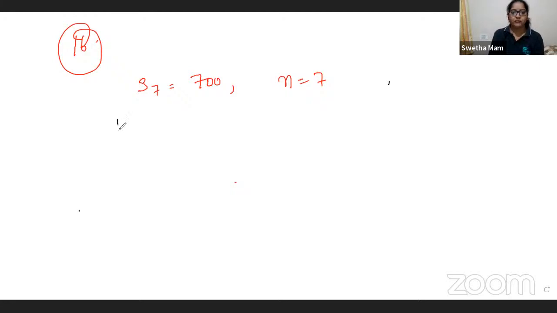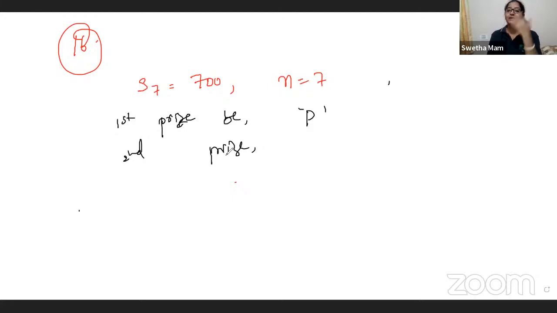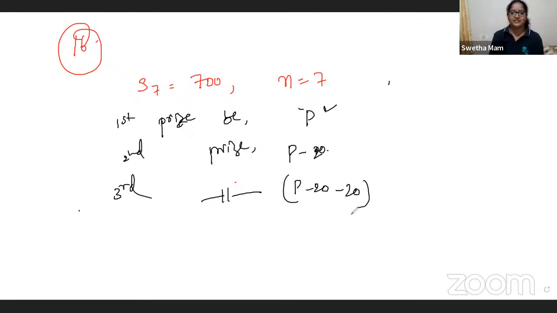So here I will take the first prize as P. And the second prize, see what it is: the second prize is 20 less than the first prize. We have taken the first as P, so take the second as P minus 20. It is 20 less, so I have written minus 20. And the third prize is 20 less than P minus 20. So how much is it? P minus 40. Got it, children?